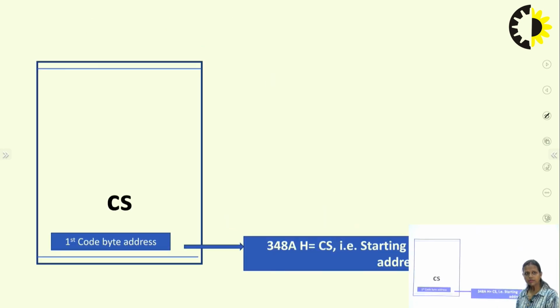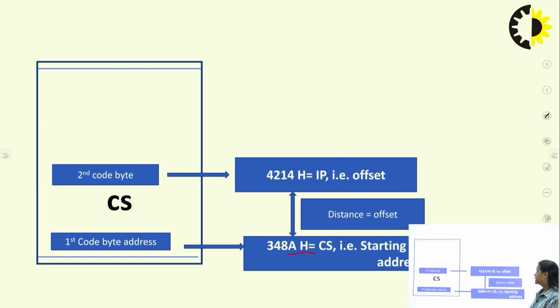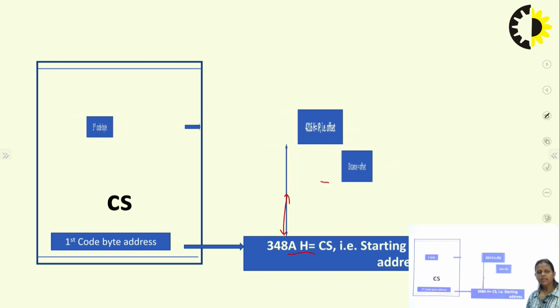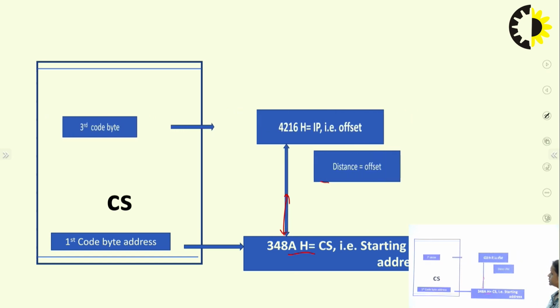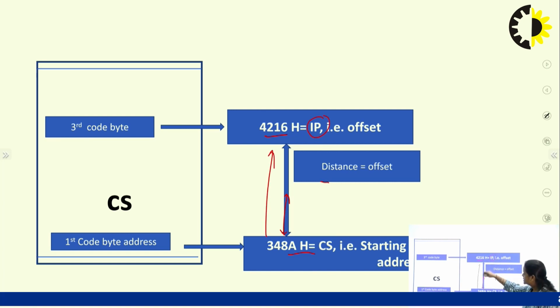So here we can see the first code byte address is stored with the code segment. This is the starting address. Then the second code byte address will be stored in the instruction pointer. This is called the offset address. So the distance from the starting address, or we can say the offset, will be stored by the instruction pointer. If the next, the third code byte address is 4216, it will be stored in the IP. So now this is the distance from the starting address.